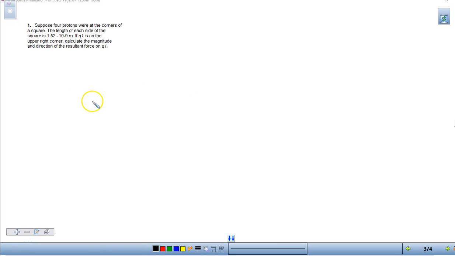Hi again. In this problem, I'm going to use Coulomb's law to solve a problem where we have 4 protons in the corner of a square. And the question is, what is the force on the charge in the upper right corner? This is off of the worksheet that says honors Coulomb's law practice. Despite what this says right here, it's actually number 4 on it. Just kind of copied over as 1.